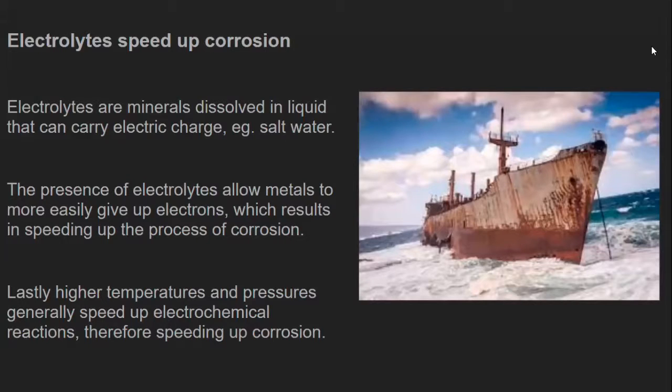So another thing that speeds up corrosion is the presence of electrolytes. Electrolytes are minerals dissolved in a liquid that can carry an electric charge. For example, salt water is an electrolyte. The presence of electrolytes allows metals to more easily give up their electrons and oxidize, which results in speeding up the process of corrosion. So I have a picture on the right of a ship here, probably in salt water, and it is very corroded, and I would imagine that the salt from the water is speeding up this process.